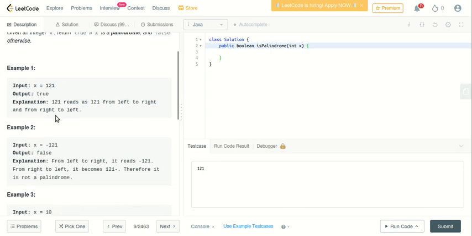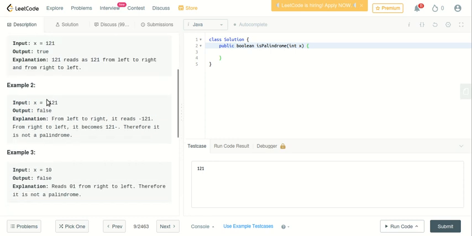Okay, let's take an example. In this example, it's clearly stated that if it is a positive number and it is symmetric from the middle on both the sides, it is a palindrome, and it returns true. Another thing is a negative number cannot be a palindrome. This is another thing we can figure out from this example.